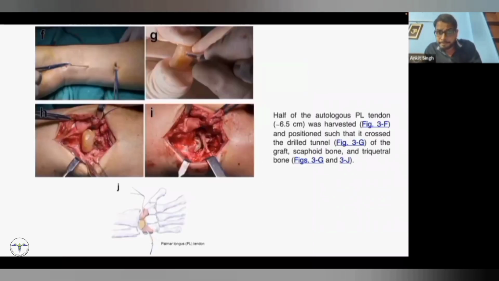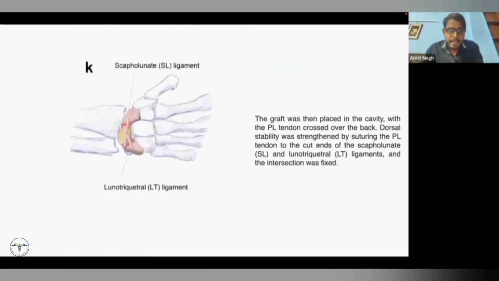and the palmaris longus tendon was harvested, and it was passed through the scaphoid, through the drilled hole on the coronal aspect of the lunate, and furthermore onto the triquetrum, as you can see in the image on the lower aspect. In order to give sufficient stability, they sutured the palmaris tendon back with the remaining scapholunate and the lunotriquetral ligament.